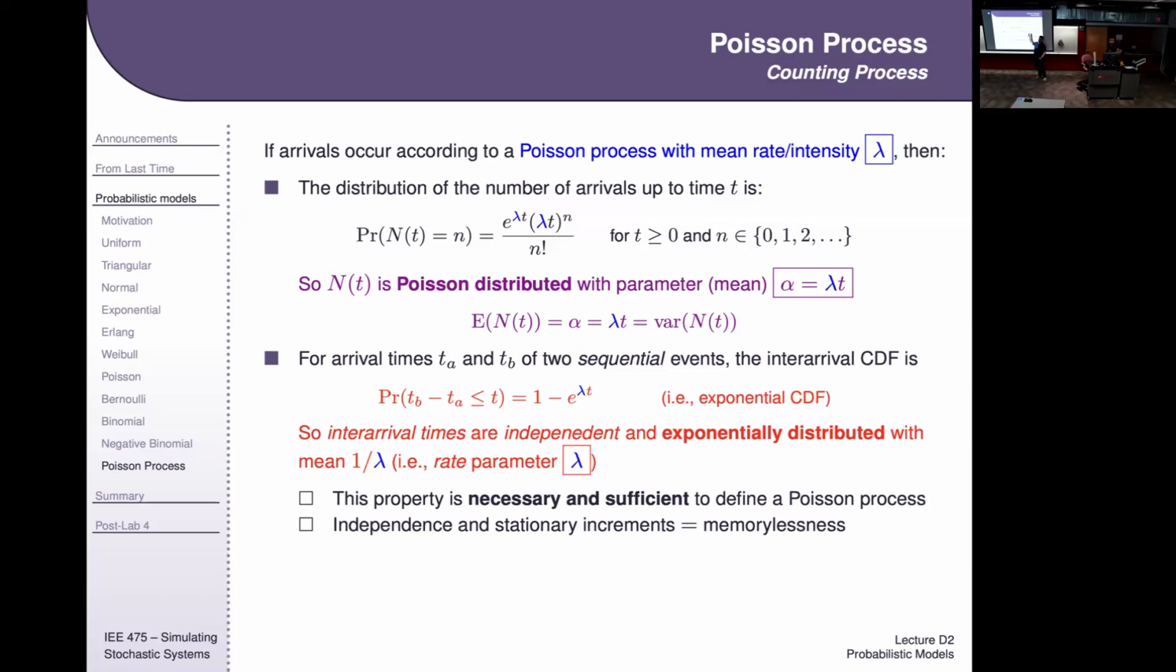Okay, so any questions about that? About this relationship, Poisson process, Poisson variable, exponential random variable, and how they all relate to each other. This is the count up to any time, or the count in any interval. This is the spacing between any two arrivals.